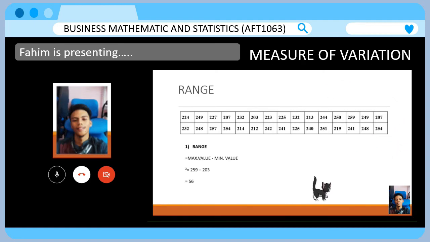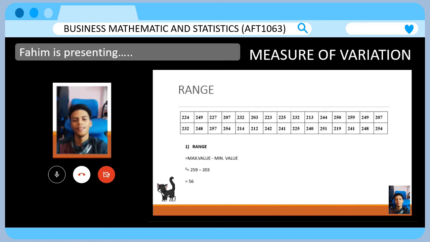The maximal value is 259, and the minimal value is 203. So we just subtract the minimal value from the maximal value: 259 minus 203 is 56. That is the range.